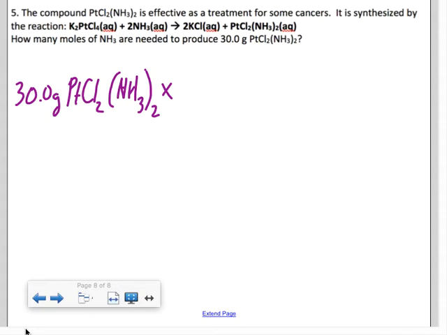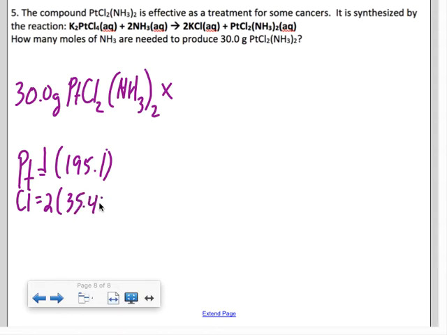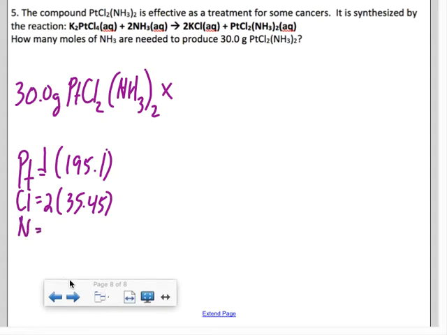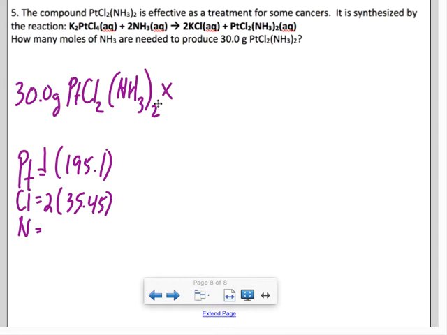Okay, our first step is we got to convert it to moles so we can use the mole ratio. And I was very mean and cruel to make you do this, but I'm sorry. So we have to figure out the molar mass of PtCl2(NH3)2. So I'm going to put this down here. Pt, check it out on the periodic table. I got one of them at 195.1. I got chlorine. I have 2 of them at 35.45. I have nitrogen. Now, don't forget this little 2 out here.